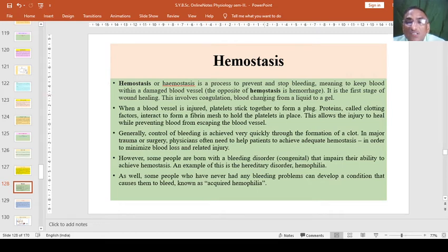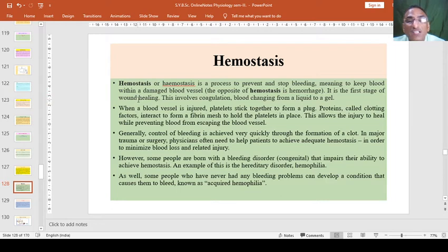The opposite word of hemostasis is hemorrhage. I told you hemorrhage means continuous flow of blood, and hemostasis means stopping the flow of blood in the body. So it prevents the excess loss of blood, and hemorrhage is nothing but the loss of blood. It is the first stage of wound healing. Hemostasis is the first step of wound healing.